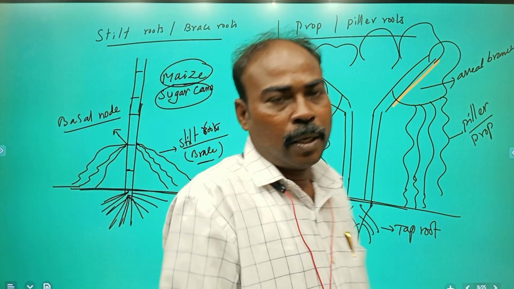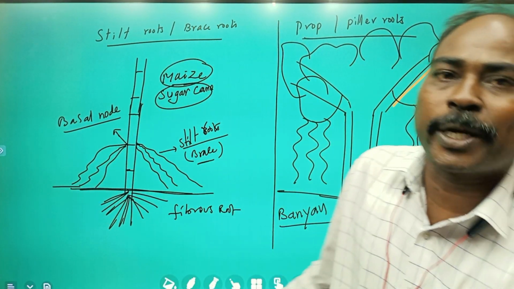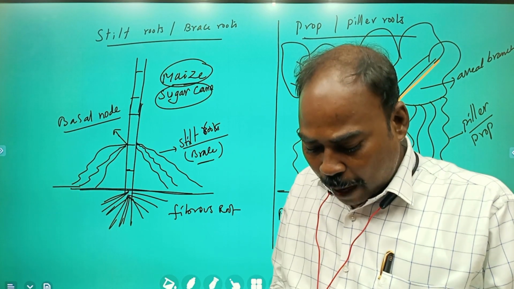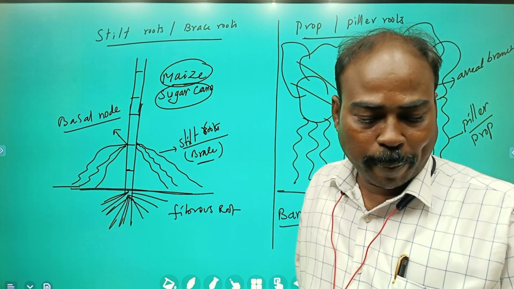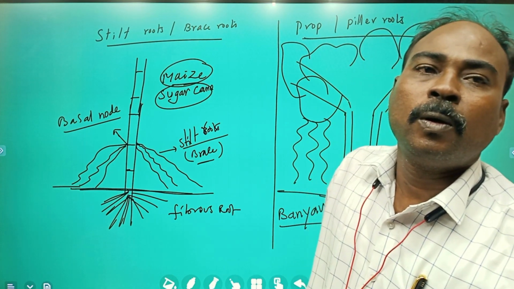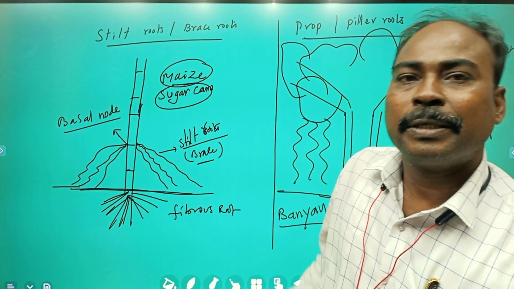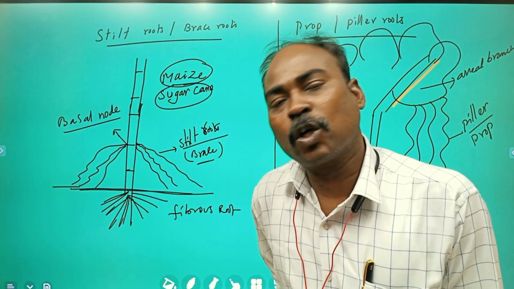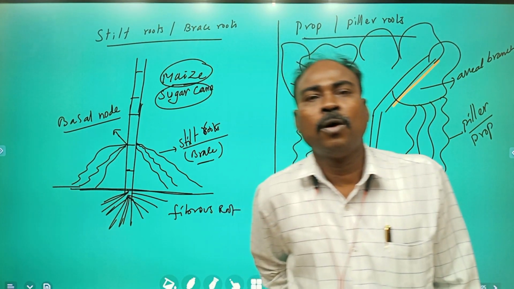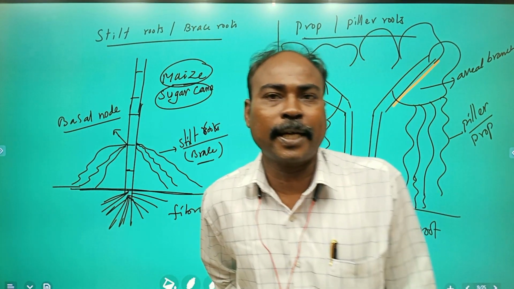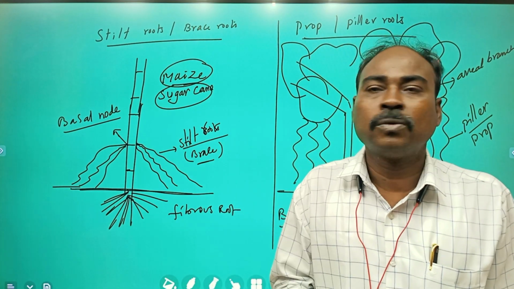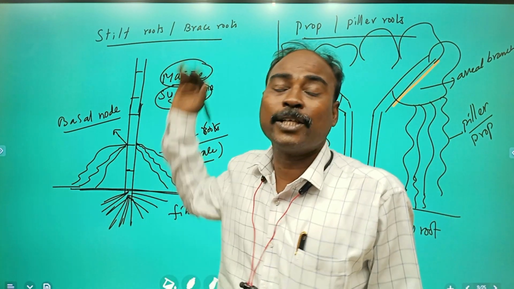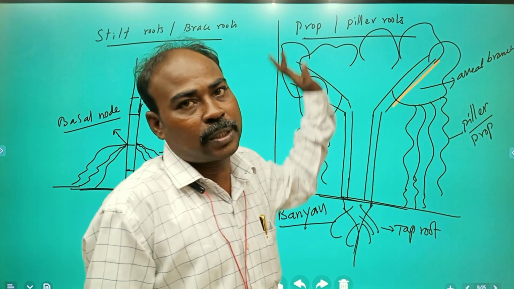So these are the root modifications. Storage roots; velamen roots or hygroscopic roots; nematophores, which are respiratory roots; photosynthetic roots, which are assimilatory roots; parasitic roots, which are haustorial roots; stilt roots, which are brace roots; pillar roots, which are prop roots.